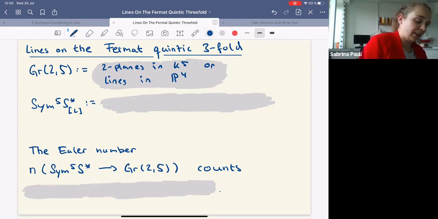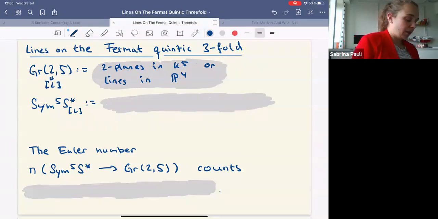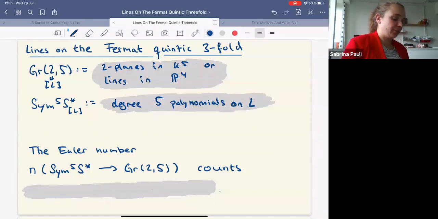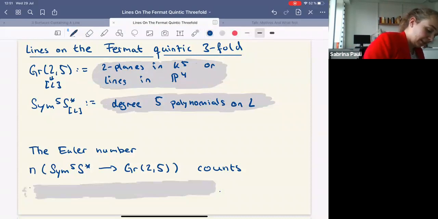So let L be a 2-plane or a line in P4, then I denote the point defined by L, I put some brackets around it. So this is a point in the Grassmannian. And the fiber over this point should be degree 5 polynomials on the line. And then I claim that the Euler number of this vector bundle, first of all, it's defined. So the rank of this vector bundle is 6, the dimension of this Grassmannian is 6, so the rank and dimensions work, and there's also a canonical choice of a relative orientation. So there is an Euler number, and it counts lines on a quintic threefold.